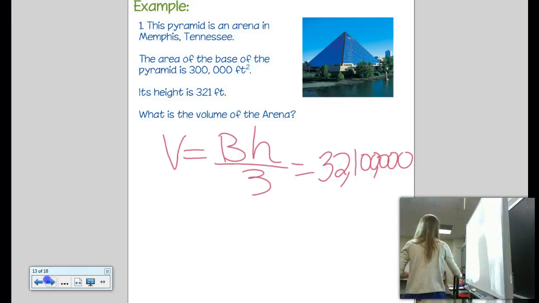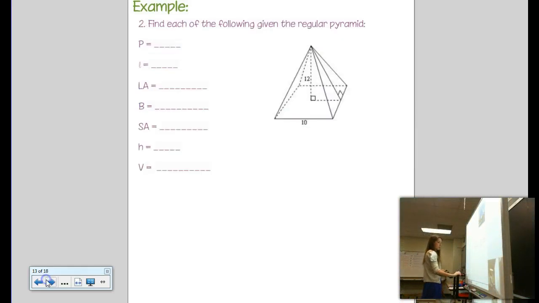32,100,000 is the answer. 32 million is the volume of that arena. So you can fit a lot of people in there to watch whatever they do in there. All right, next one. Find each of the following: P, L, L, A, B, S, A, H, and V.